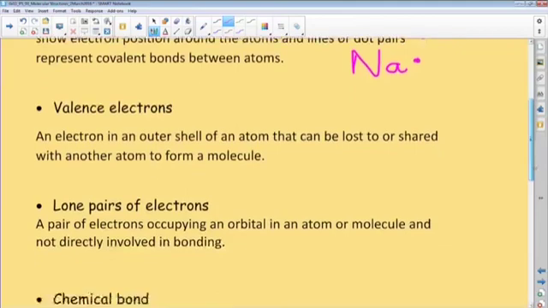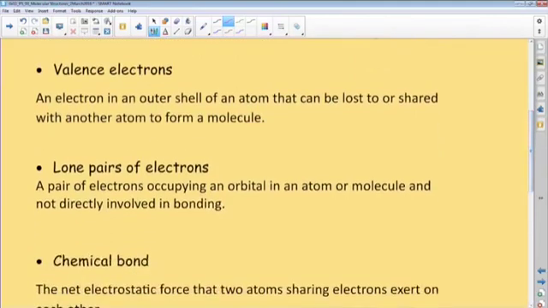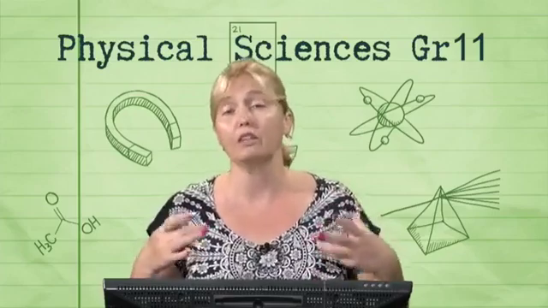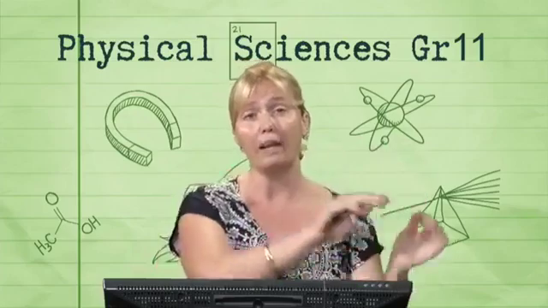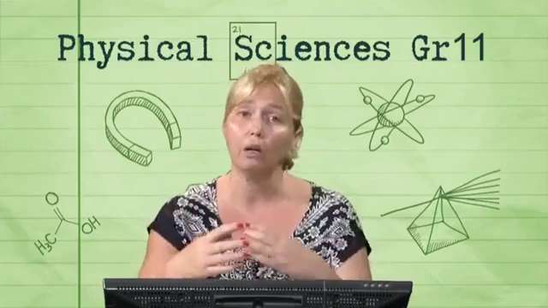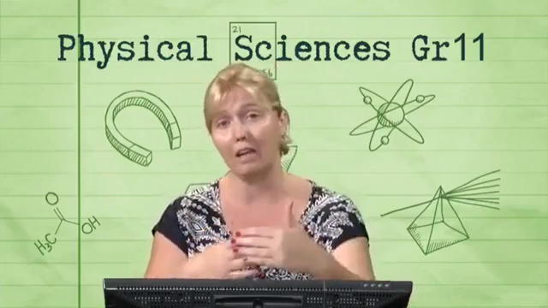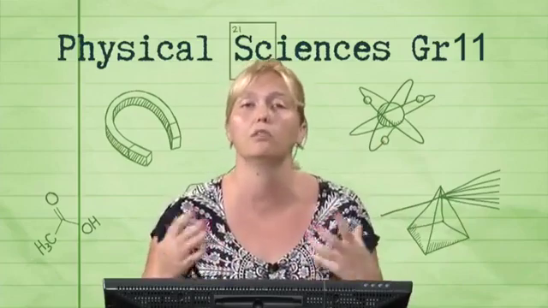Right, so the next terminology is, what is a valence electron? And here, we should all know by now, hopefully, that it is the electron in the outer shell of an atom. And this is the one that can be lost to or shared with another atom to form a molecule. So remember, in an ionic bond, your valence electron is the electron that's going to move from one atom to another. And if it's a covalent bond, it's the electron that's going to share its space with a valence electron from another atom. Okay, so those are the electrons that are responsible for our bonding. Okay, right, hopefully everybody's tracking.